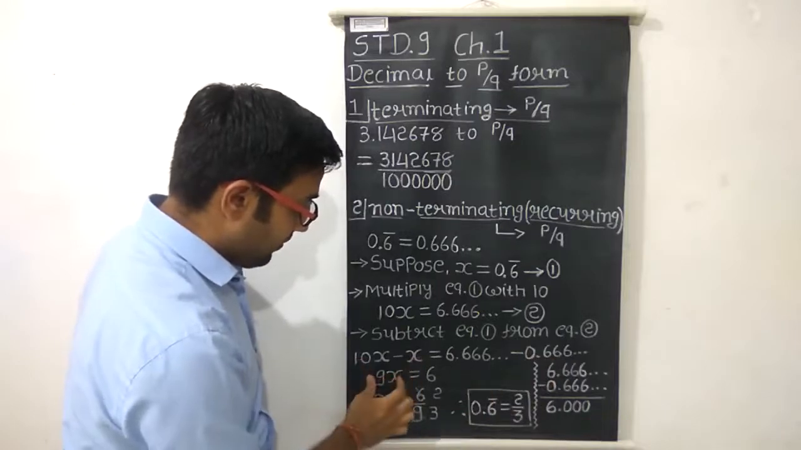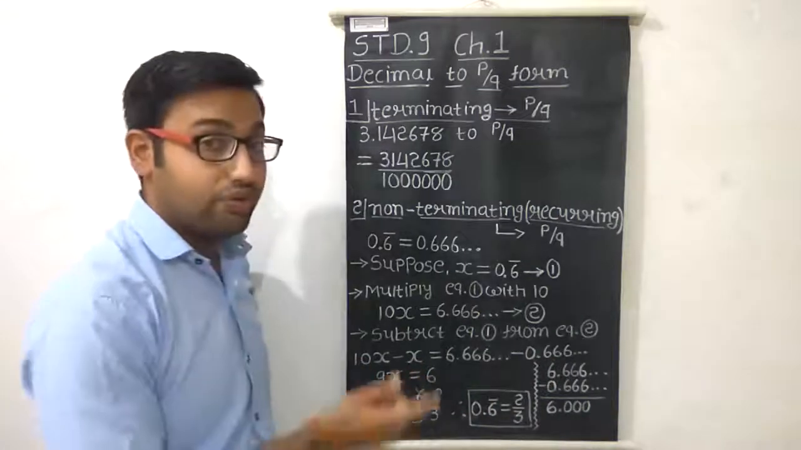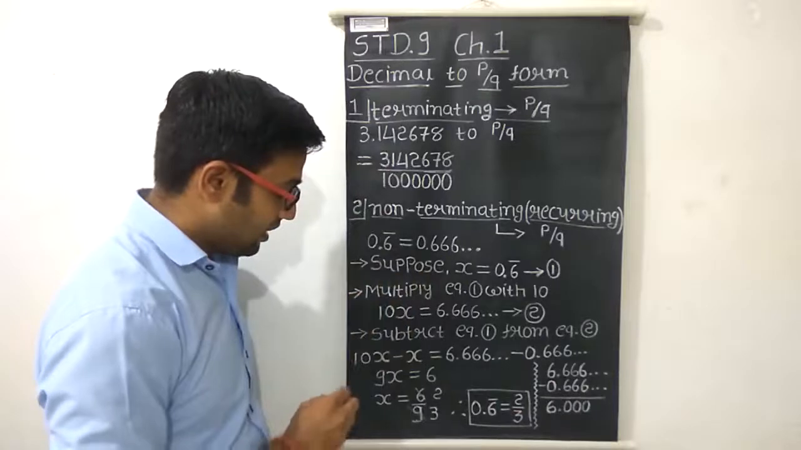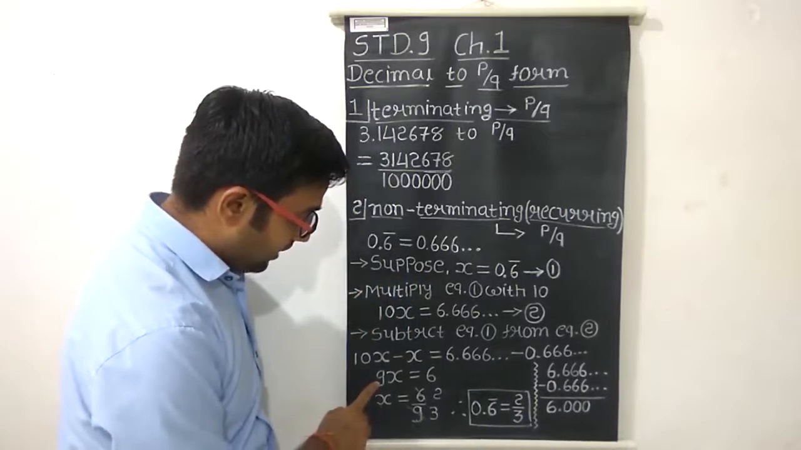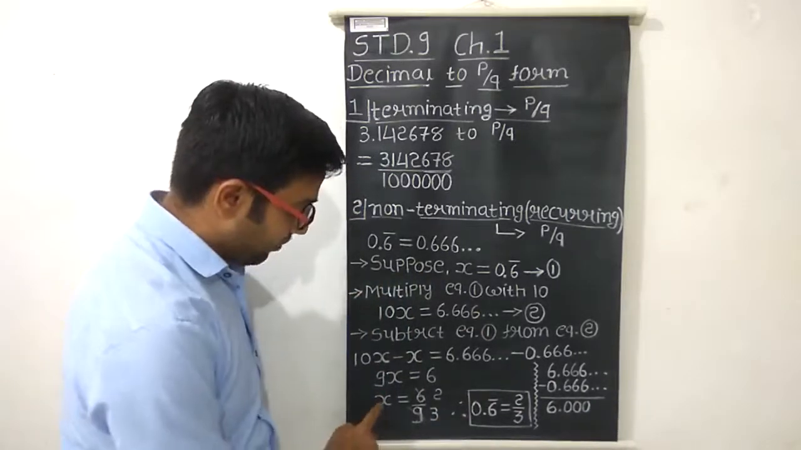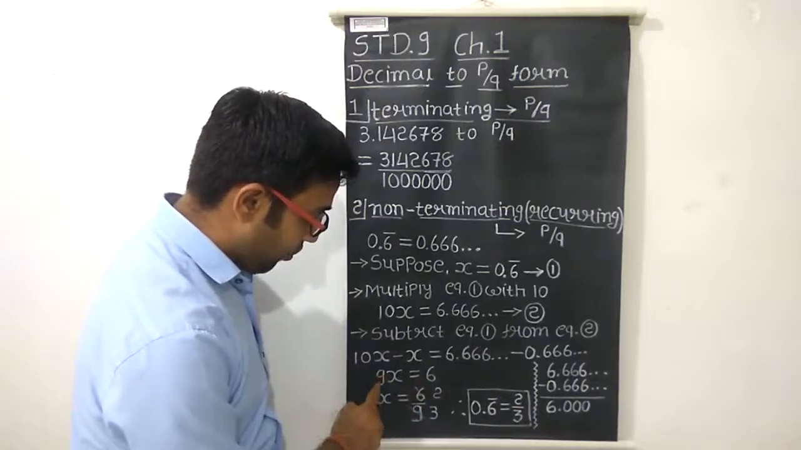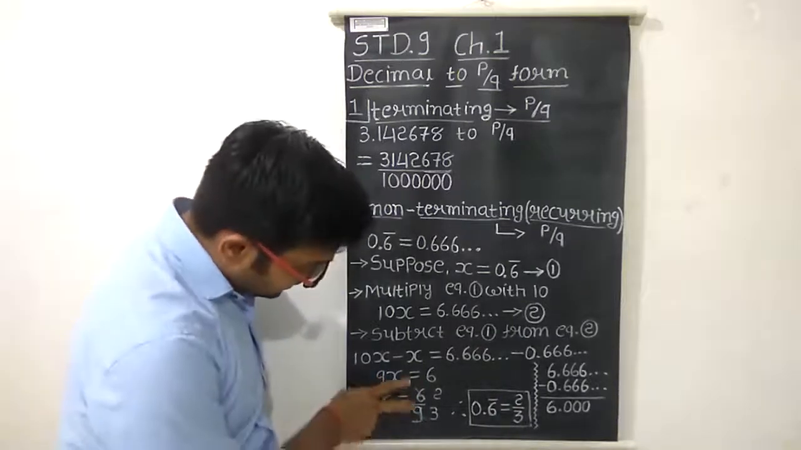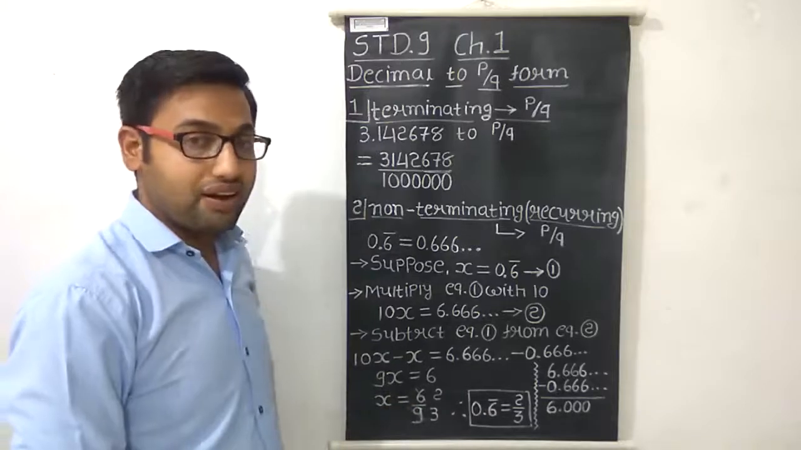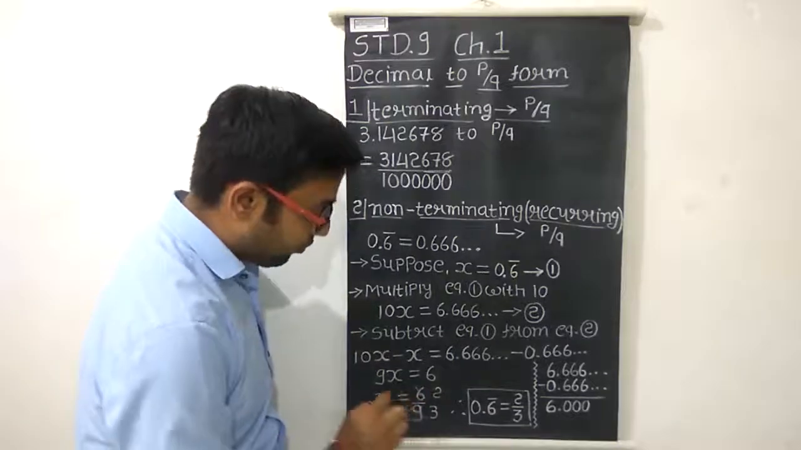So left hand side we have 9x and right hand side we have now 6. Okay. Now take this 9 to the right hand side. So what we will get, x is equal to 6 upon 9. Now in 6 upon 9, 3 is the common factor. So by cancelling this out, we will get 2 upon 3.